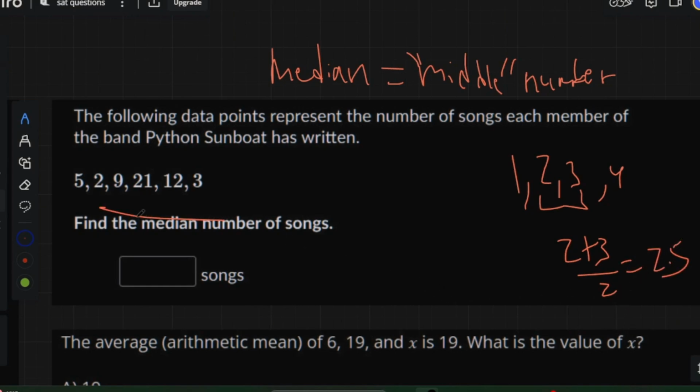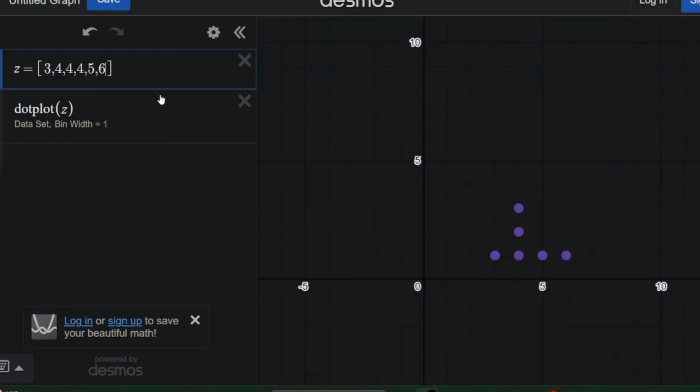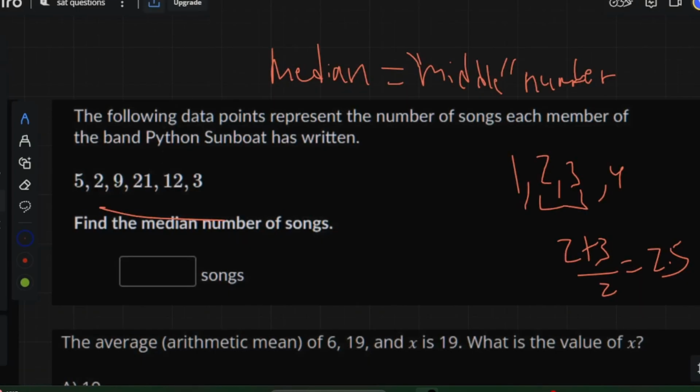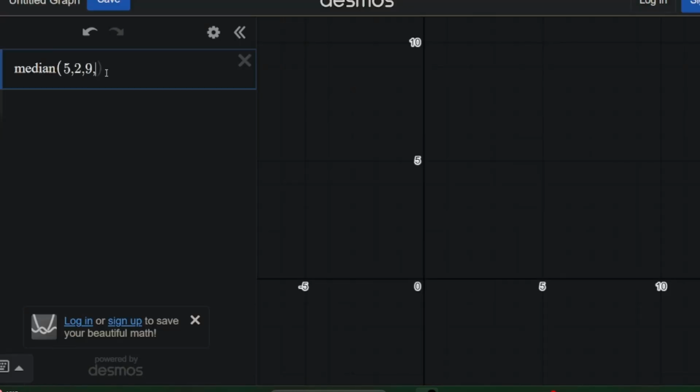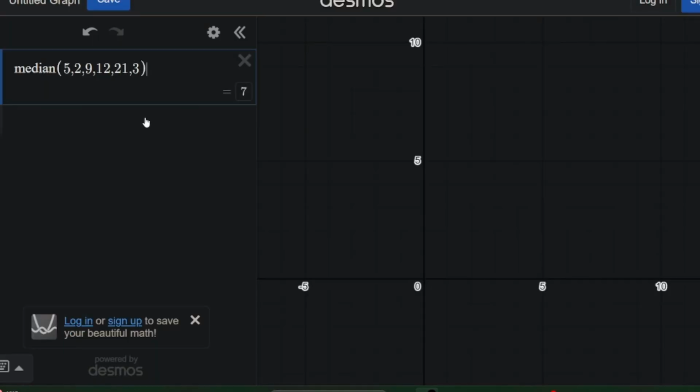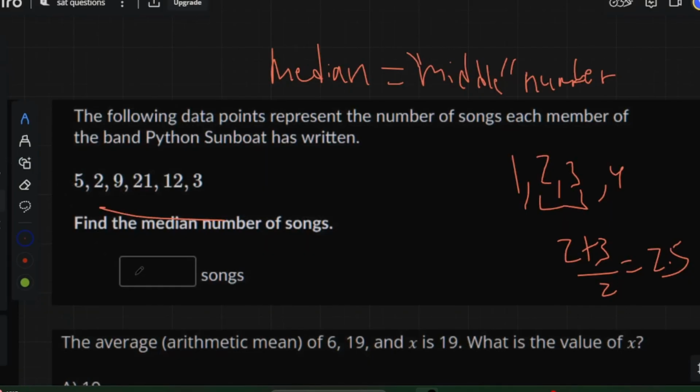So let's take a look at this question here. We are given these 6 terms, and we're told to find the median number of songs. Now that we understand what median is, I'm not going to waste my time here, right? We're just going to go quick. Let's close this out. We're going to go to median. This is an actual function, by the way. 5, 2, 9, 12, 21, and 3. Okay. Boom, 7. That is how easy Desmos makes your life. So 7 songs. That is your answer right there.